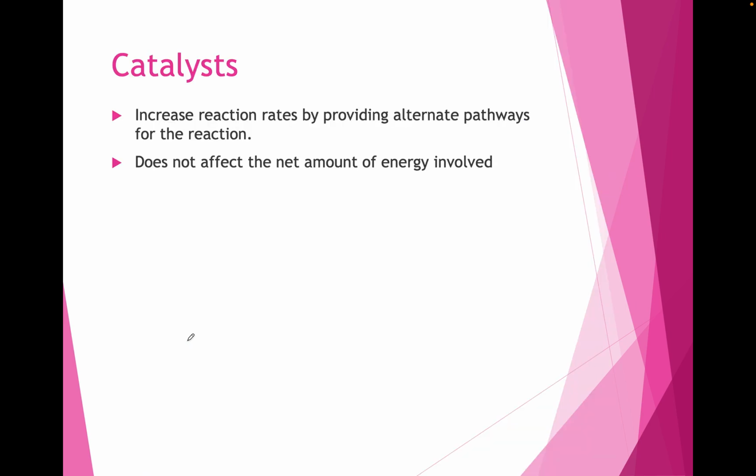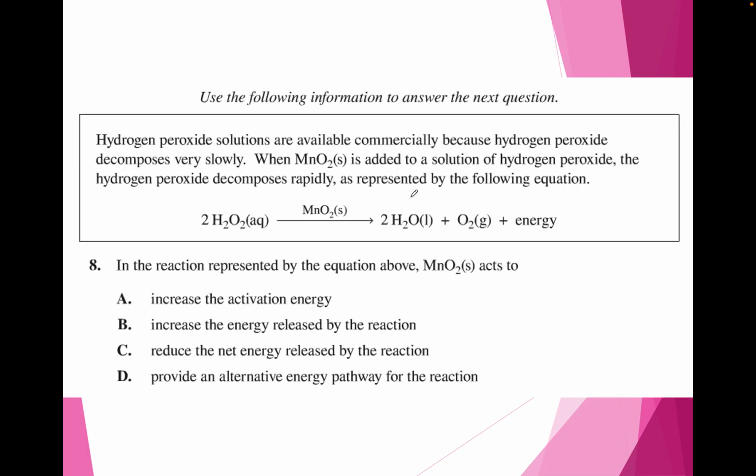Okay, and then when we're taking a look at catalysts, just like we saw, it does provide an alternate pathway. All it does is decrease activation energy. It has no effect on the net amount of energy involved, meaning delta H is not affected. It stays the same. So just having a question about a catalyst, we do see a reaction. We see that it's exothermic because energy is on the product side. And oftentimes, if you do have a catalyst present, it will be written above an arrow if it's not involved in the reaction, just helping the reaction proceed.